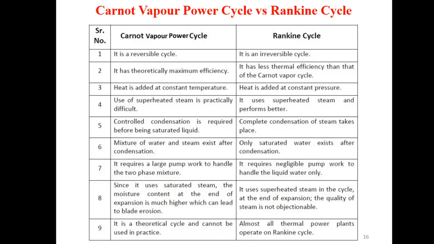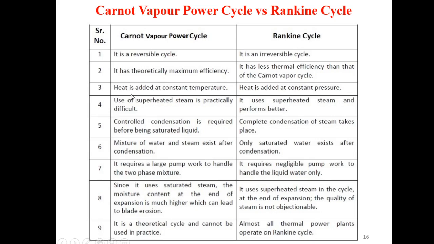Next is the comparison between Carnot vapor power cycle and Rankine cycle. So point one: Carnot vapor cycle is a reversible cycle. Rankine cycle, actual Rankine cycle, is an irreversible cycle. Carnot cycle has theoretical maximum efficiency. Rankine cycle has less thermal efficiency than that of the Carnot vapor cycle.